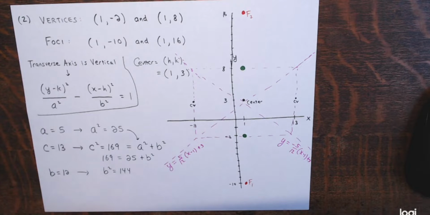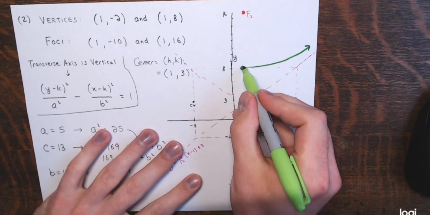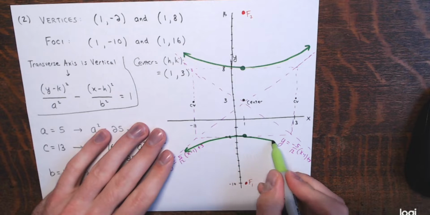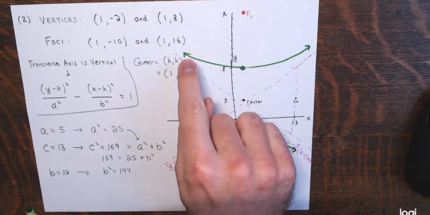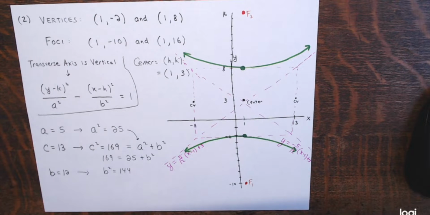And now that I have the asymptotes and the vertices in, I can make a very rough sketch. Right? This would be pretty wide curves here. Just make sure they're approaching the asymptotes, and there you go. These are the two branches, the two curves of this hyperbola, approaching the asymptotes as you move further away from the center.